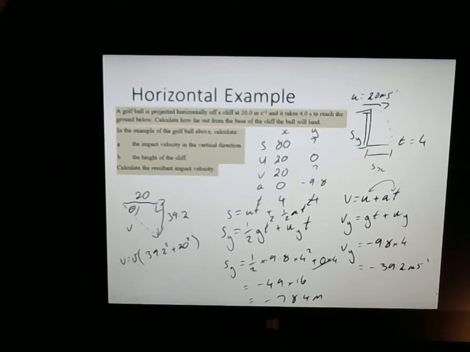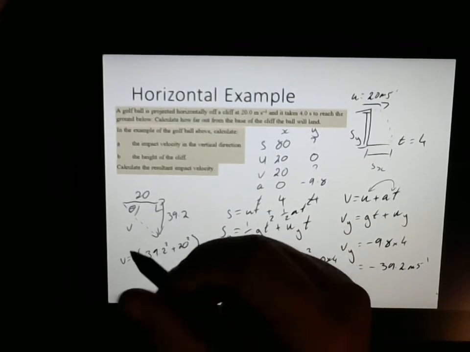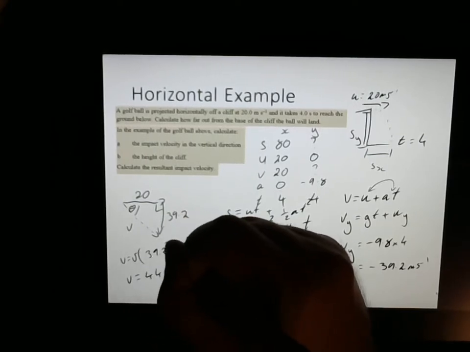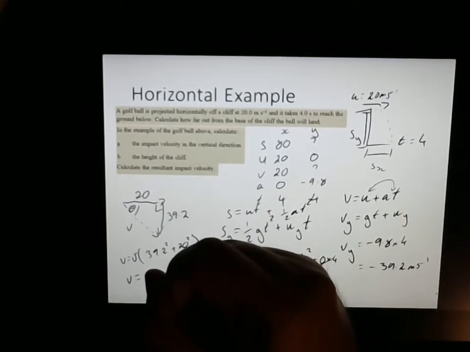And you might go, Mr. Warren, why didn't you put the negative in? That is because 39.2 squared and negative 39.2 squared are the same thing. The negative gets cancelled, remember. A negative times a negative is a positive. So I'm just avoiding it because I don't need to worry about it. And that gives us an answer of 44.01, but being as this only has two significant figures in it, I'm going to say that velocity equals 44 meters per second.